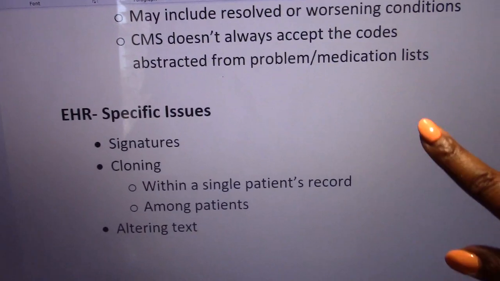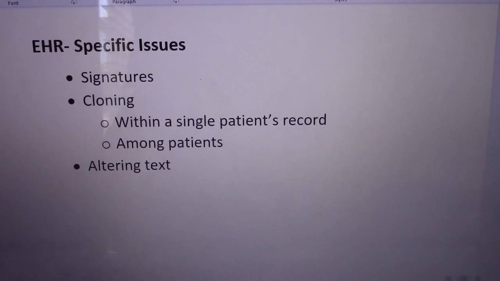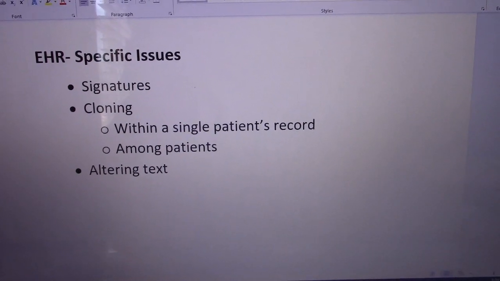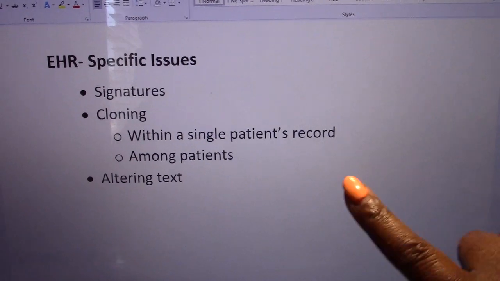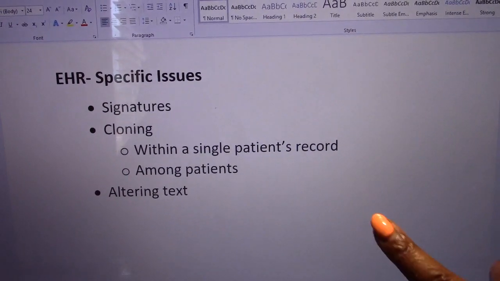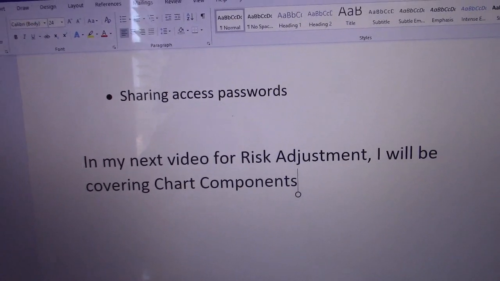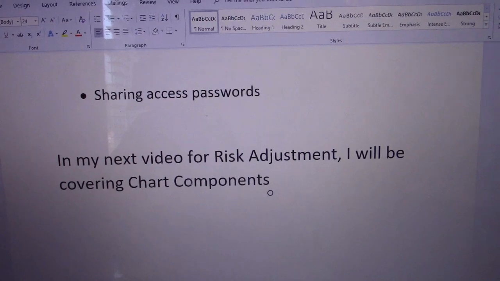Now, when it comes to EHR, the specific issues are signatures, cloning within a single patient record and amongst a group of patients, or altering the text of it. So those are some issues with the electronic health record. Sharing access passwords with electronic health records.